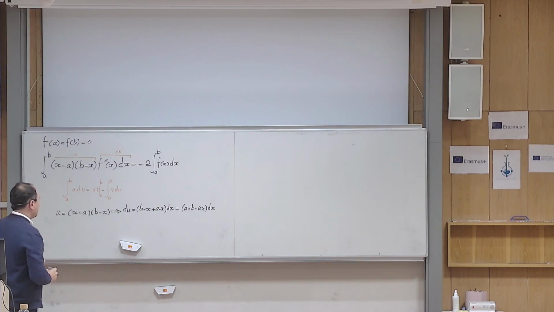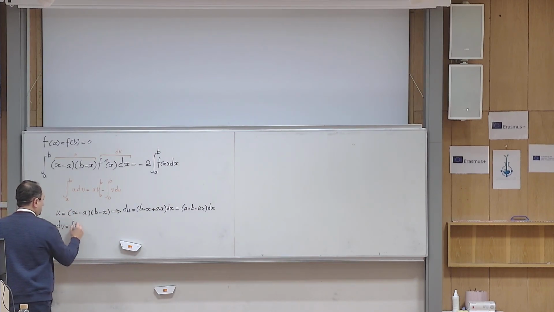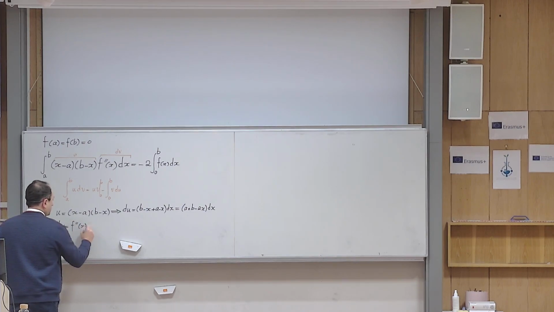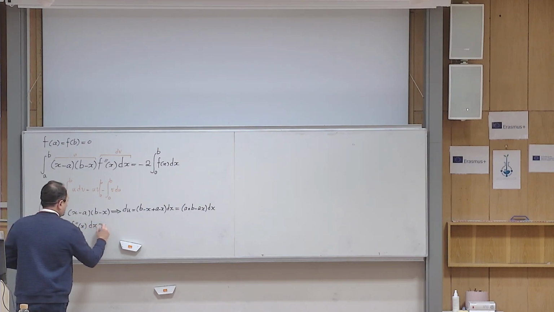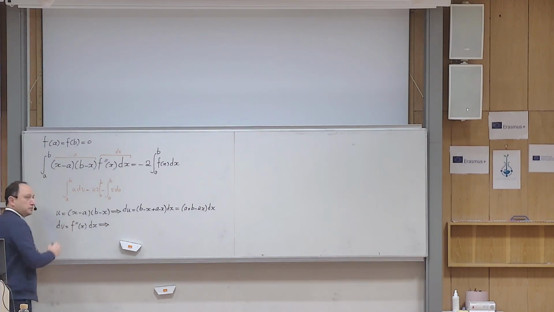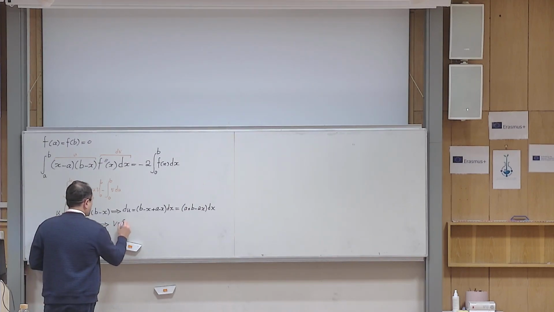So that is du. But now dv is f double prime of x dx. In order to find v, I need to find the primitive function for f double prime, which clearly is f prime itself.